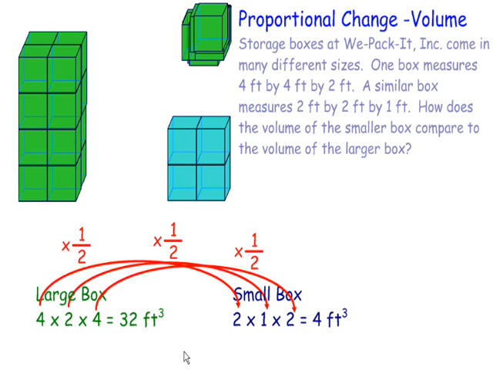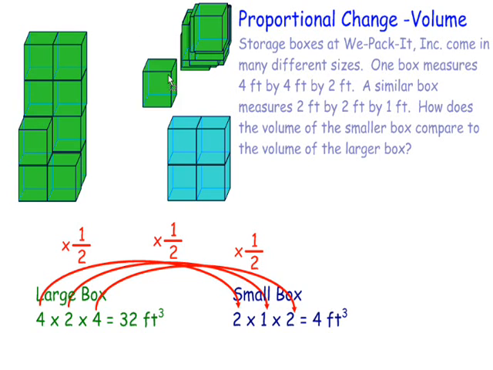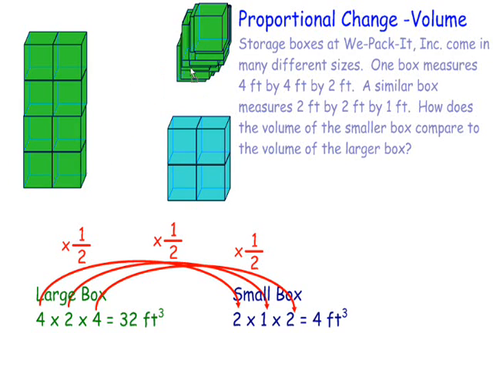Then we want to take half of 2. Well, half of 2 is 1, and that's our depth, or how wide the figure is. So I'll take away this front layer. So now I've cut the depth of my box from 2 to 1. And last, I want to cut the height from 4 to 2, so I'm going to take away half of the height.